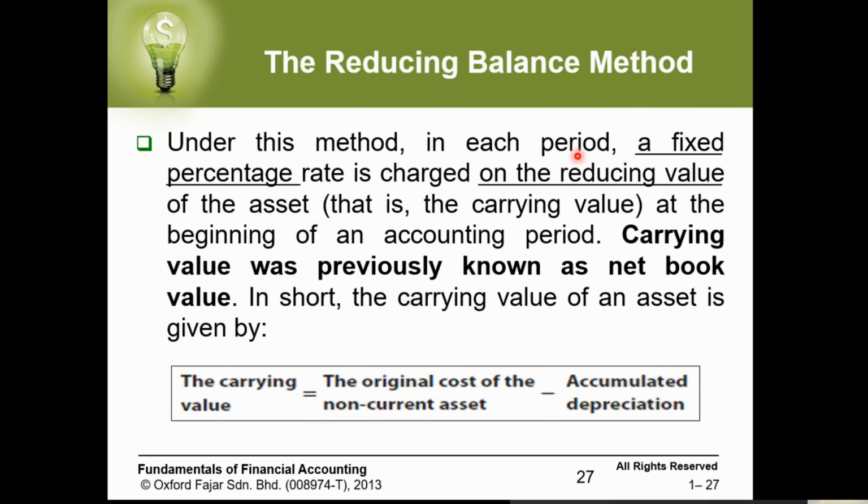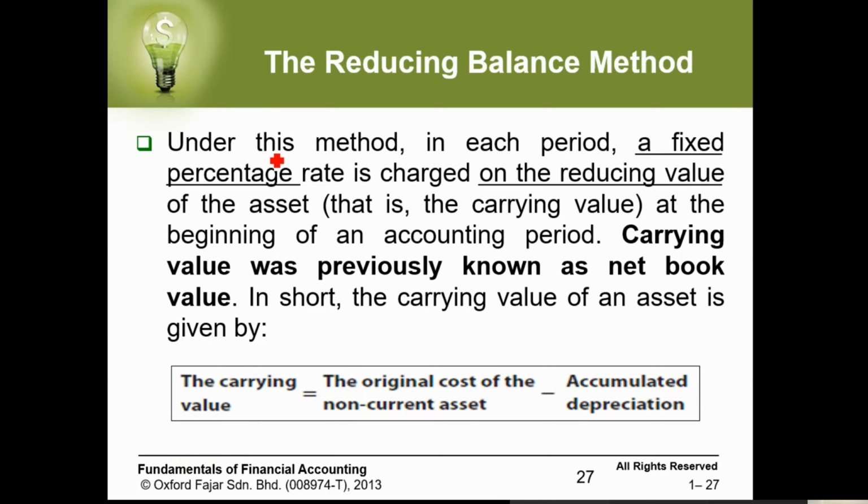So under this method, in each period a fixed percentage rate is charged on the reducing value of the asset. This is the carrying value, which means at the beginning of an accounting period, the carrying value was previously known as net book value. In short, the carrying value of an asset is the original cost of the non-current asset minus accumulated depreciation. What does it mean?